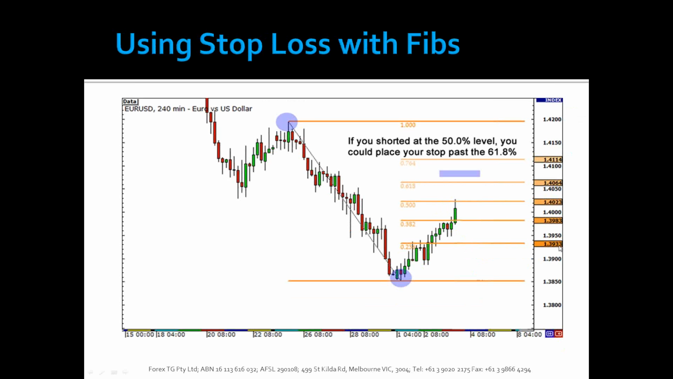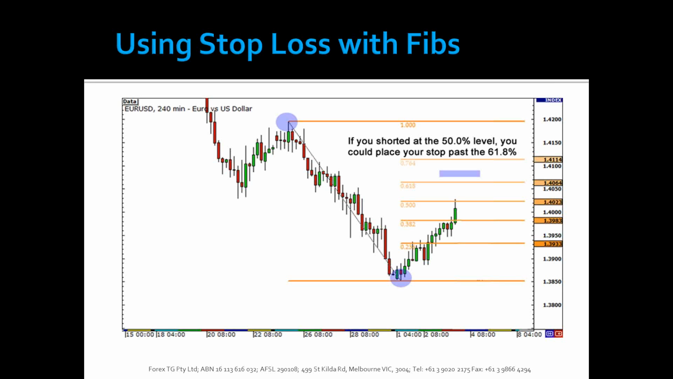Okay, using a stop loss with Fibs. It's probably just as important as knowing where to enter or take profits. It's knowing where to place your stop loss. We can all agree with that. You can't just enter a trade based on Fib levels without having a clue where to exit. Your account will just go up in flames. You'll forever blame Mr. Fibonacci, you'll blame me, and you'll blame everyone else. And you'll be cursing it all in Italian.